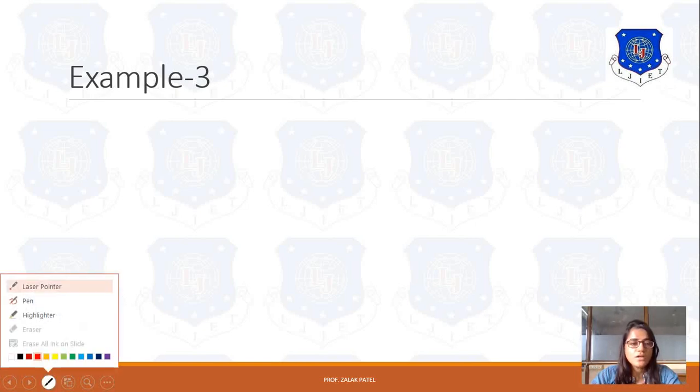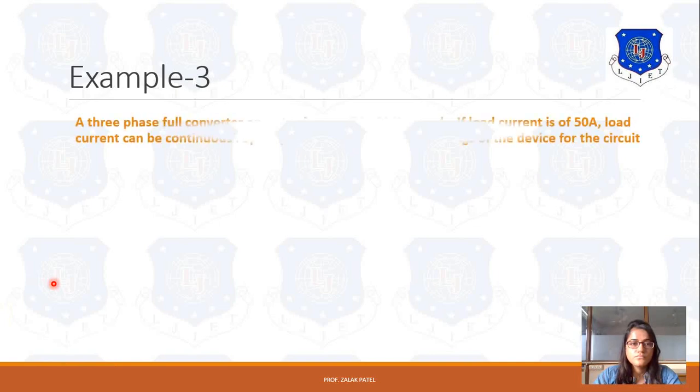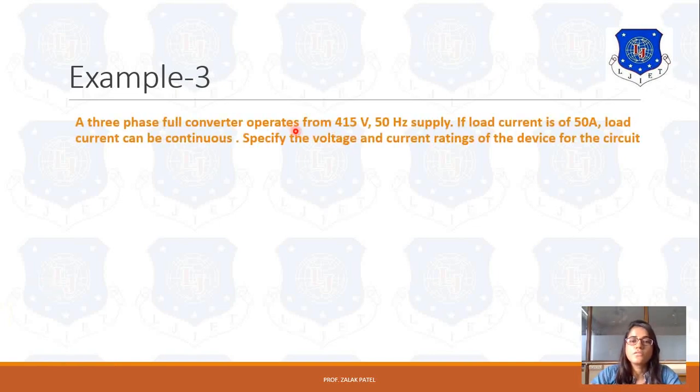In the earlier session, we have discussed two examples of full converter. Now let's take another example related to full converter. Consider this problem statement. A 3-phase full converter operates from 415 volt and 50 Hz supply. If the load current is 50 ampere and the load current is continuous, specify the voltage and current rating of the device for the circuit.